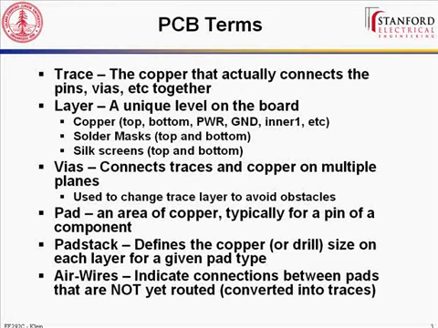And then as you go through and route them, which I'll show you all later on today, you'll actually see them disappear, and you'll have traces on your board. So air wires are what you start with, and you convert air wires into traces. So any questions on these terms?